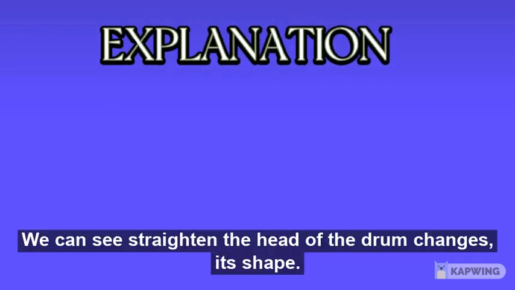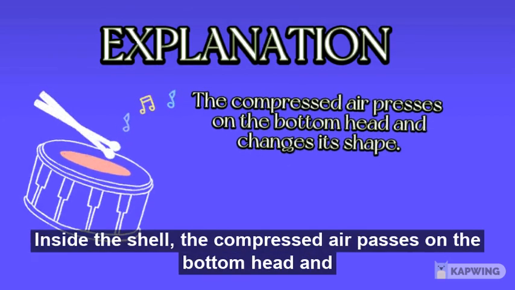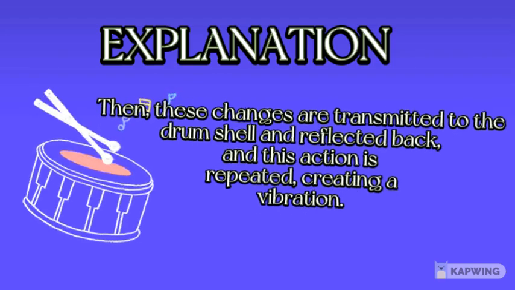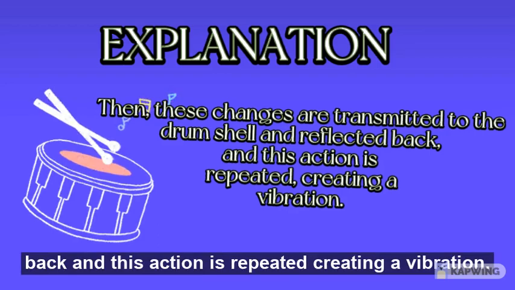We can see, striking the head of the drum changes its shape and compresses the air inside the shell. The compressed air passes on the bottom head and changes its shape. Then these changes are transmitted to the drum shell and reflected back, and this action is repeated, creating a vibration.